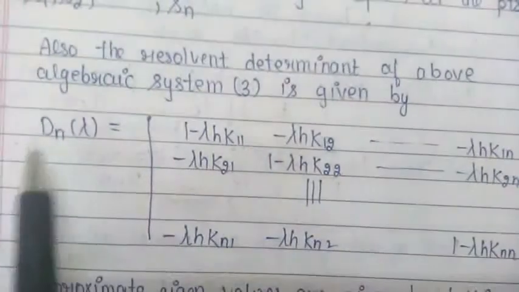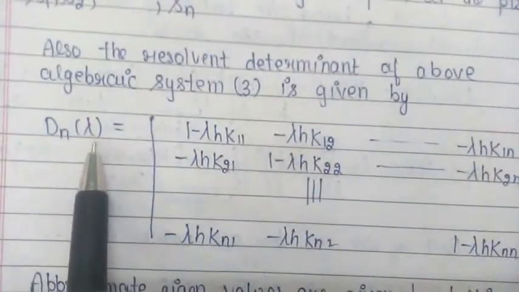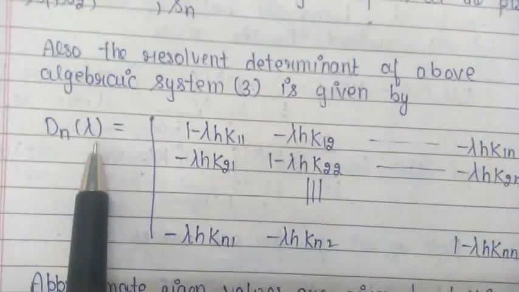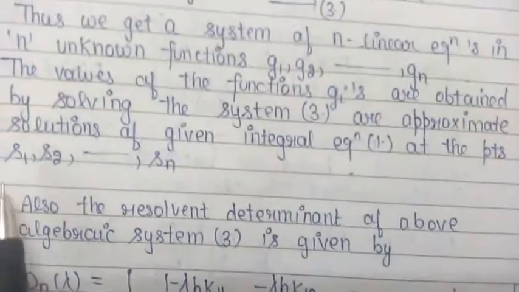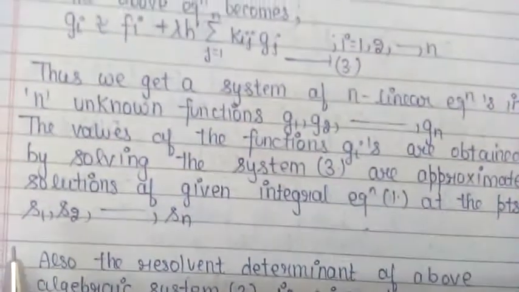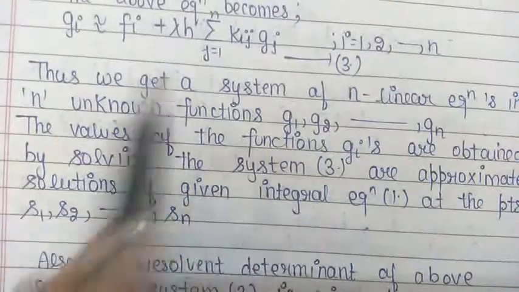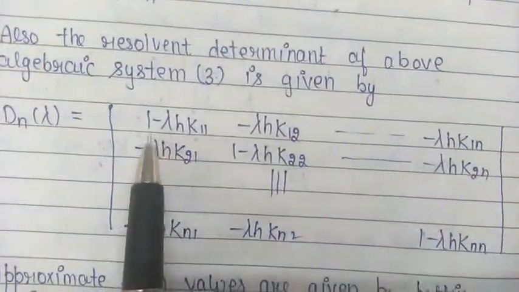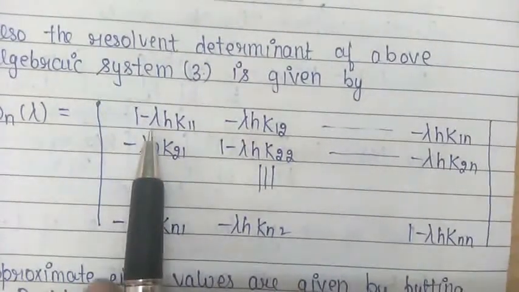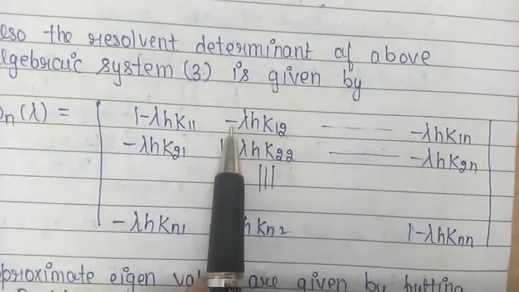So we can write the corresponding determinant D_n(lambda), which is called the resolvent determinant for the above algebraic system. By putting i = 1 and varying j from 1 to n in this equation, we get the coefficients of g1, g2, g3, gn, which are given by 1 - lambda h k11, - lambda h k12.